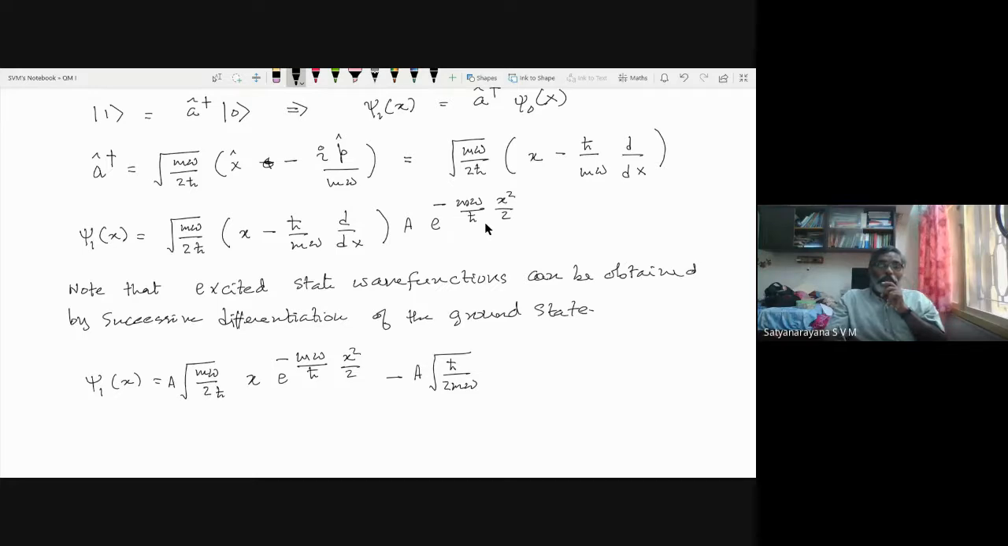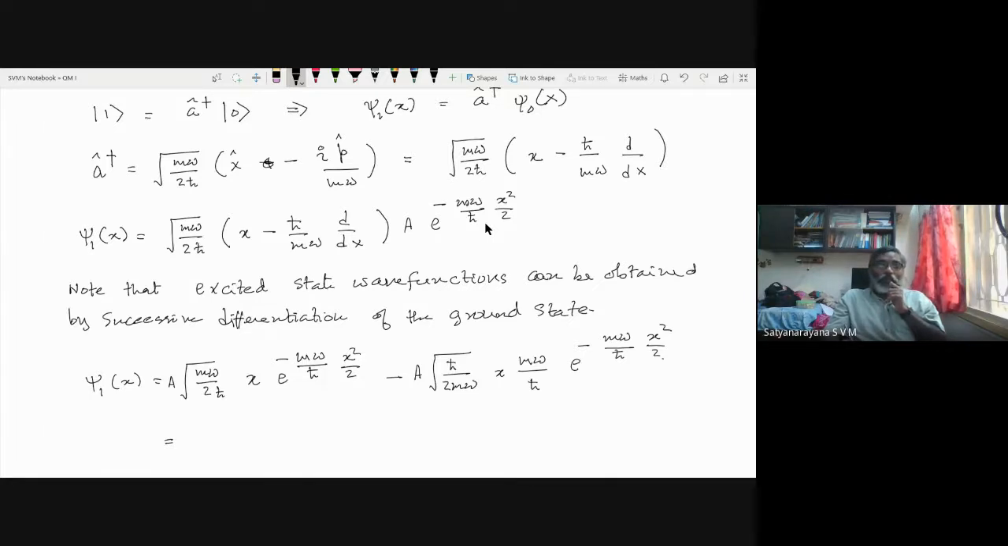So there is an A sitting there, d by dx of this will give you x into m omega by h bar into e to the power minus m omega by h bar x square by 2. Okay, so you can see that this one and this one will give you root m omega by 2 h bar. So that is common here.